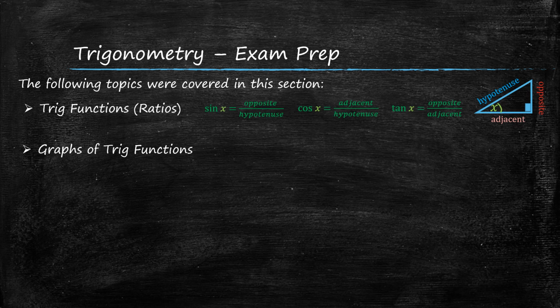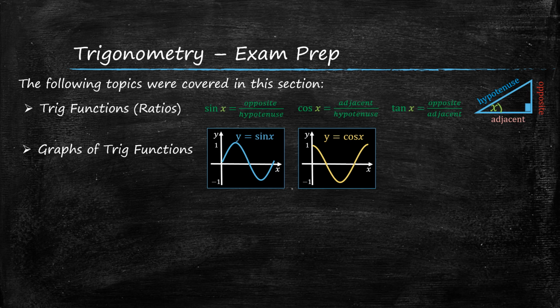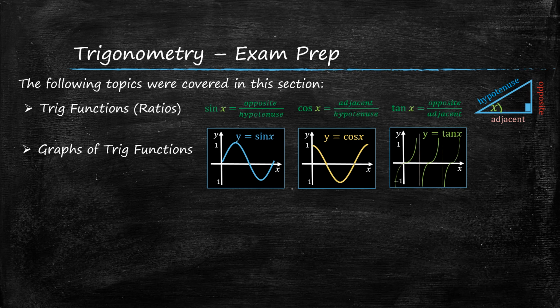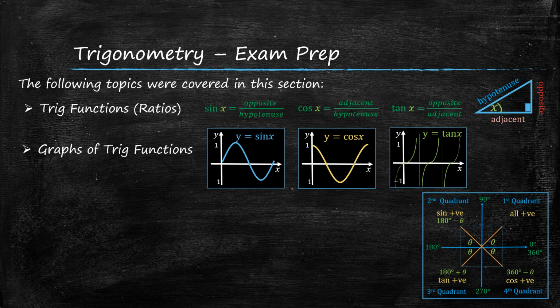We then moved on to the graphs of these trig functions. We covered the sine graph or the sine wave. We covered the cosine graph, and we also covered the tangent graph. We introduced the quadrant rules, which can be used to work out the recurring values of periodic functions, such as the sine, cosine, and tangent functions. And then we moved on to transforming graphs of trig functions.